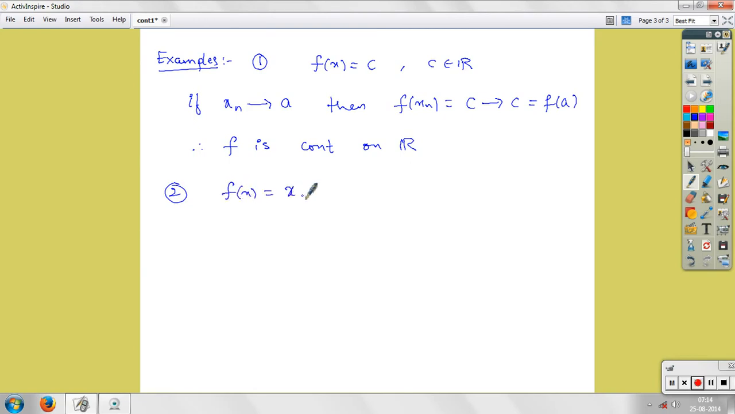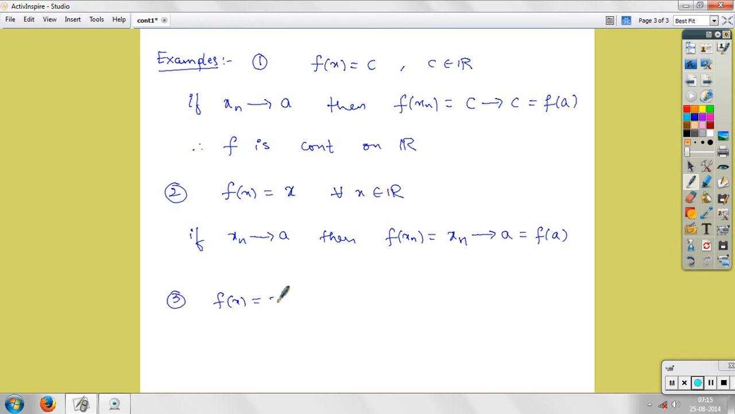And the next one is the identity function f of x is equal to x, which is also continuous, because if xn converges to a, then f of xn is xn, which converges to a, which is f of a. So therefore the identity function is also continuous. In the same way, you can prove that f of x equal to x power n, for n greater than or equal to 1, is also continuous on the entire real line R.